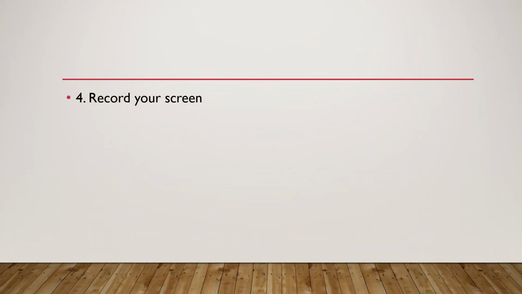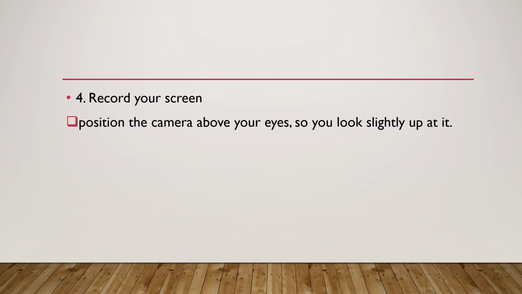Next is record your screen. So, start by cleaning up your computer screen and closing unnecessary applications. Turn off the notifications that might pop up on your screen. And position the camera above your eyes so you look slightly up at it. So, avoid looking down at the camera. Your audience does not want to look up your nose. So if you're using a laptop, put a stack of books under it so you raise the camera.